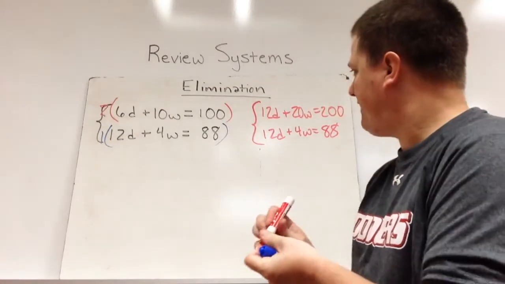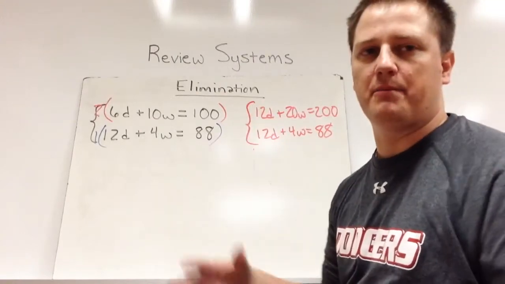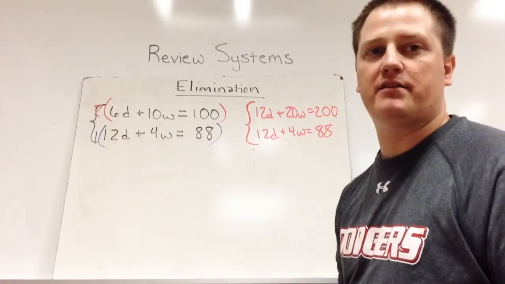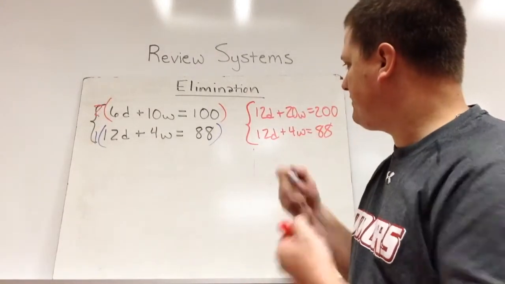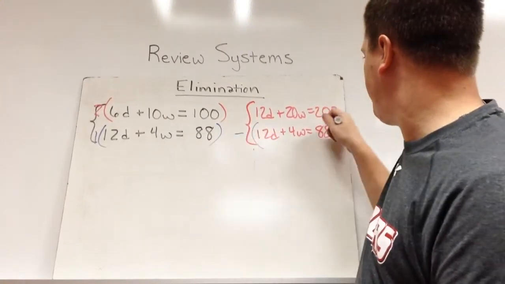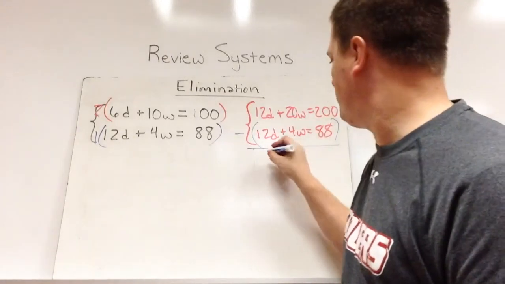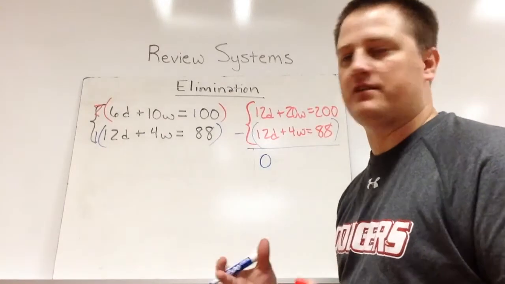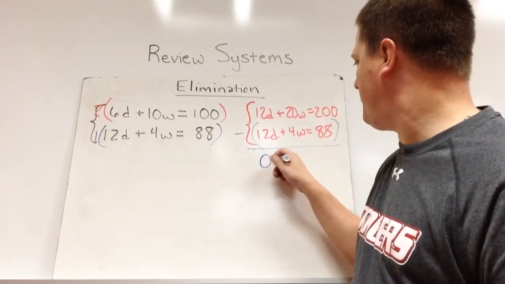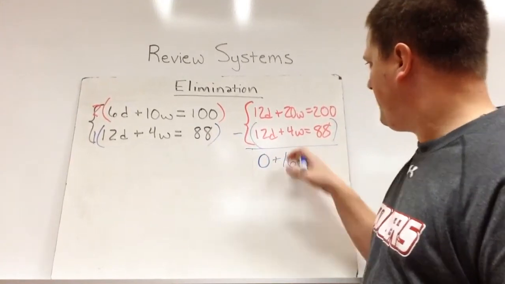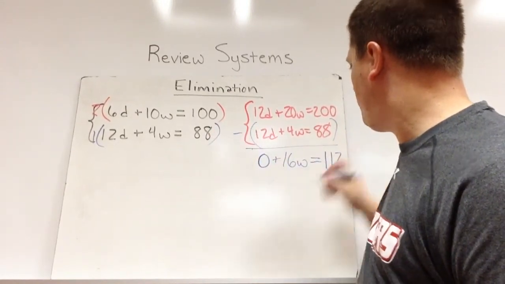Okay, once you have the numbers being the same, if they have opposite signs in front of them, we're going to add everything. If they have the same signs in front of them, we're going to subtract everything. Here we've got positive 12 and positive 12. They're the same, so we're going to subtract everything. So 12D minus 12D is 0. And we don't need the D because it's 0. Positive 20 minus positive 4 is positive 16W. And 200 minus 88 is 112.